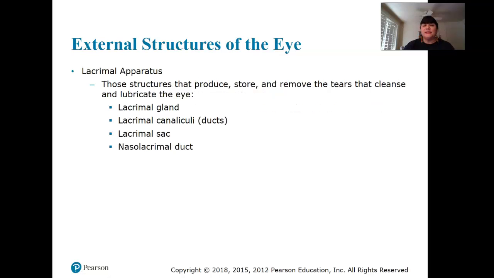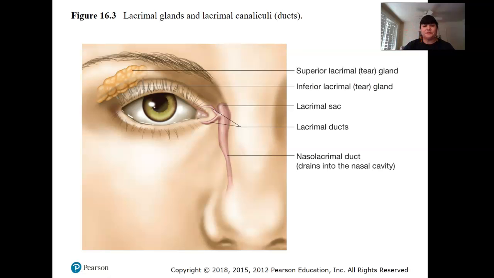Lacrimal apparatus, right? So we're going to have the lacrimal gland. So that's going to have the tear ducts. And there it is, right? So it's up here, at the top, where we create our tears. And the fluid would wash over the eye and then go down. The nasolacrimal duct drains into the nasal cavity.